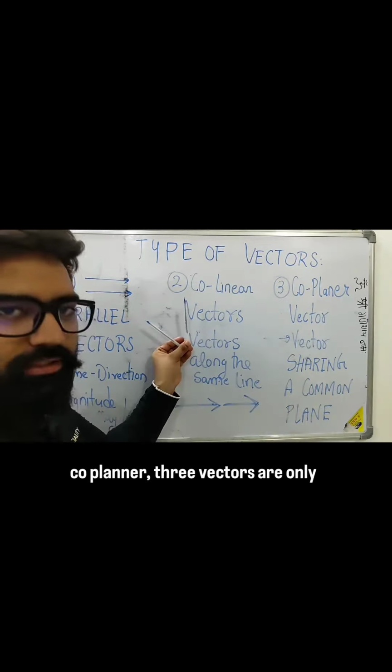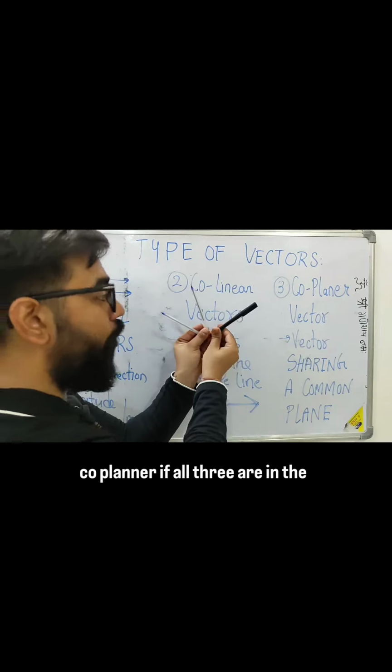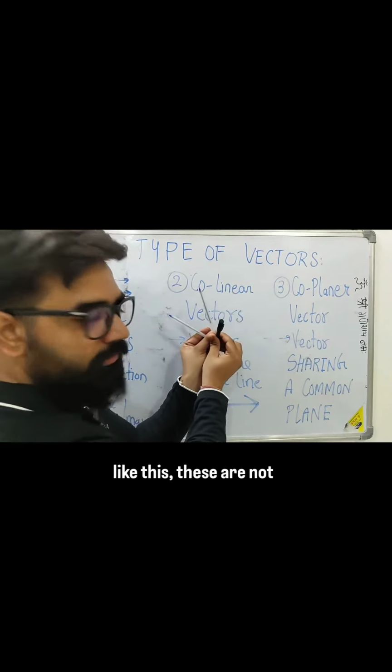So two vectors are always coplanar. Three vectors are only coplanar if all three are in the same plane. If one decides to move like this, these are not coplanar anymore.